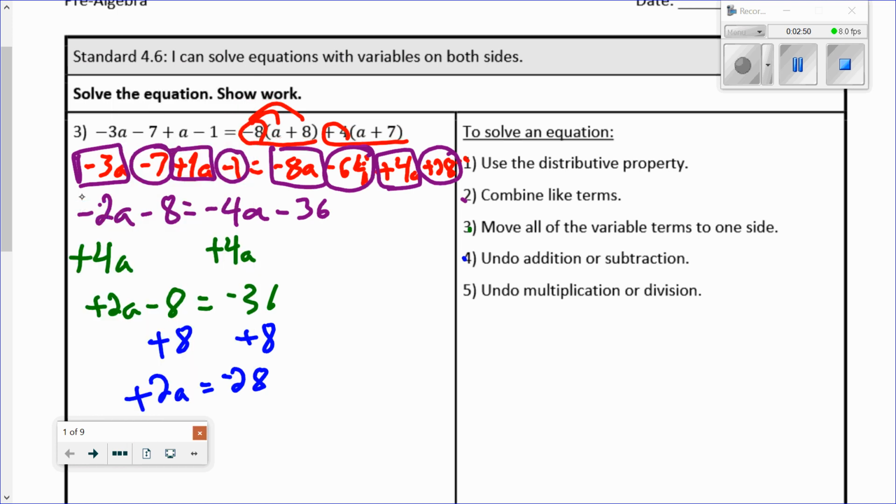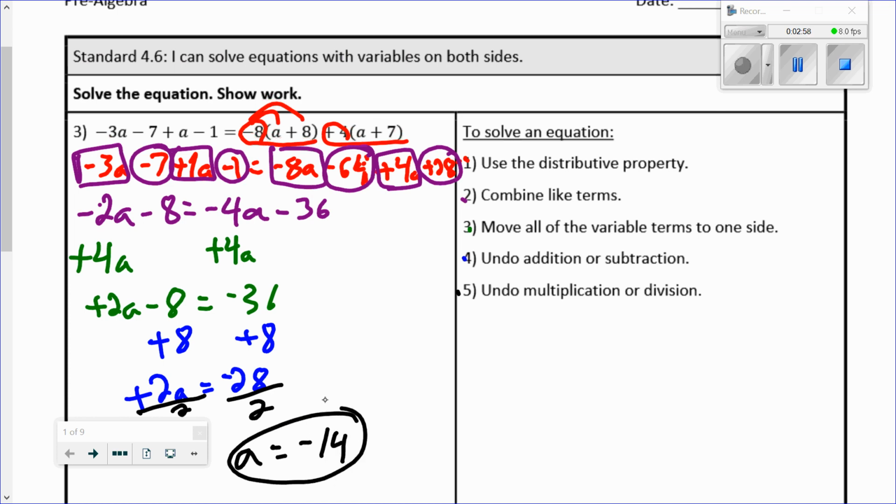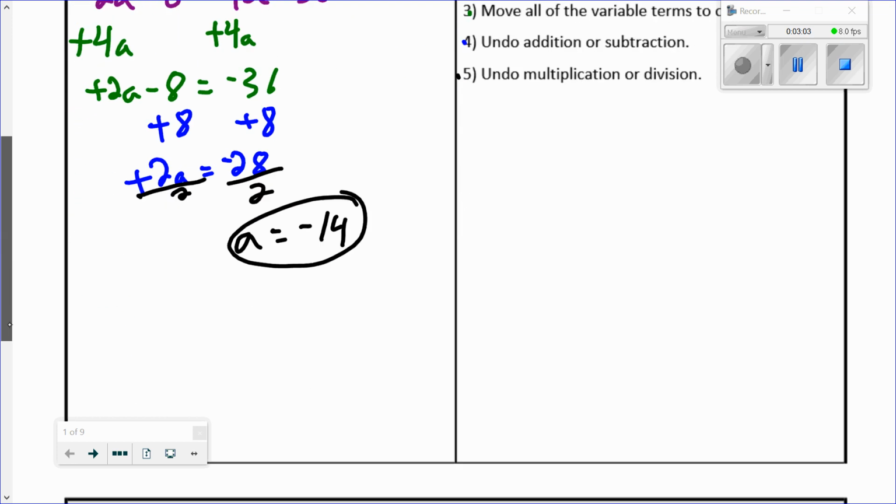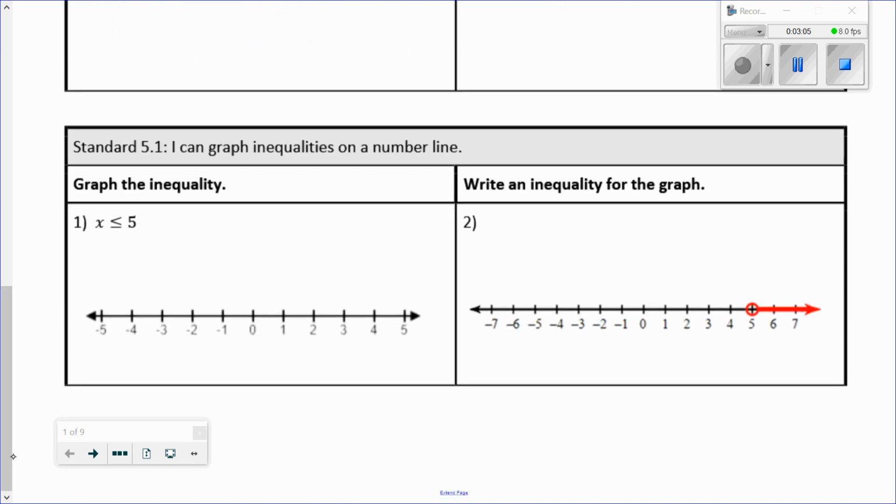Last step is the black pen. Divide by 2 on both sides. A equals negative 14. Alright, so that's how you solve that. It's all your steps. You've got to think about all those steps. We've done them a bunch.